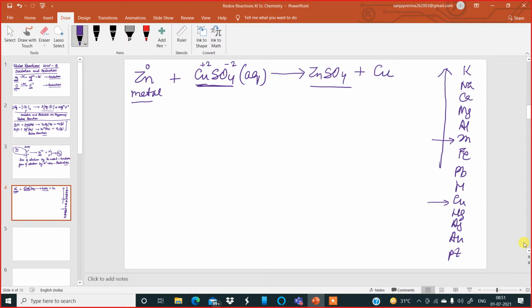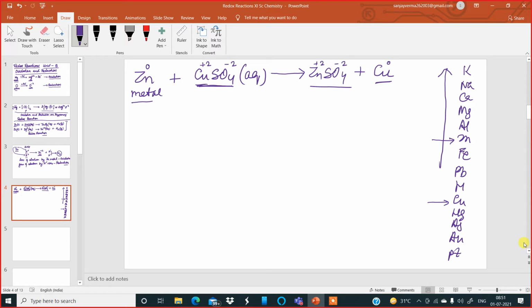Similarly, on the right hand side, in zinc sulfate, the valency of zinc is plus 2 and sulfate is minus 2. This is copper metal, so its valency, its oxidation number, is 0. Metal is stable. Now this equation is an example of a simple displacement reaction. Using this equation, I am going to explain redox reaction.